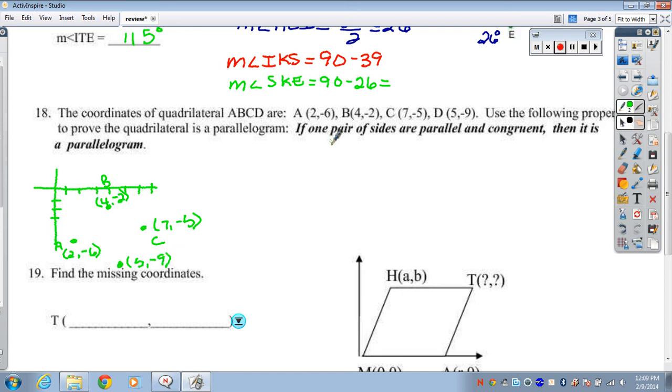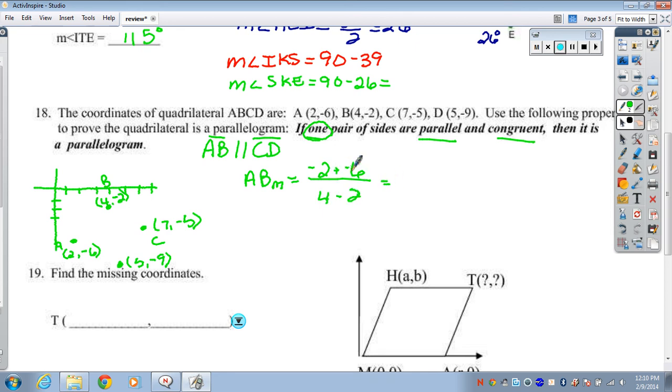So we're talking about one pair of sides being parallel and congruent. So we have to do the slope twice and the distance formula twice. So I'm going to use AB and CD. So AB is parallel to CD. First, let's prove that. So the slope of AB equals negative 2 minus negative 6 over 4 minus 2.